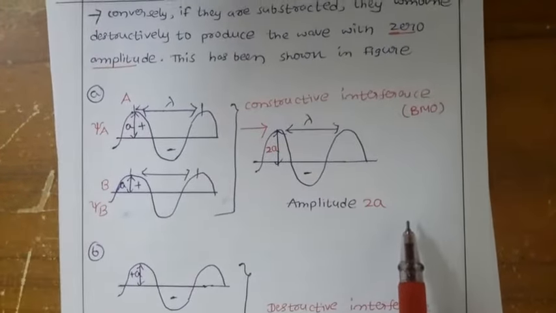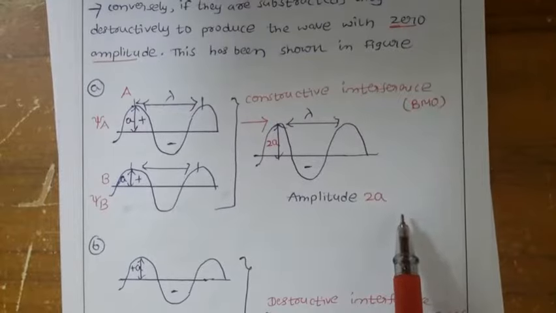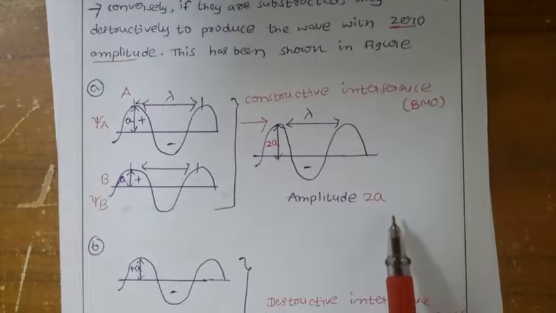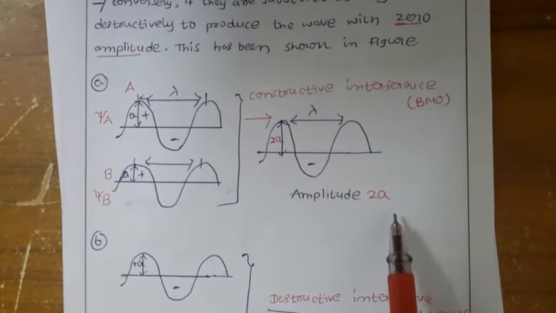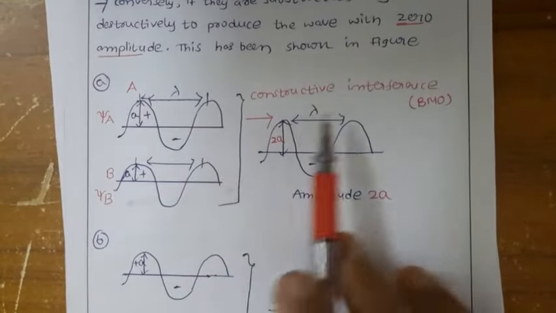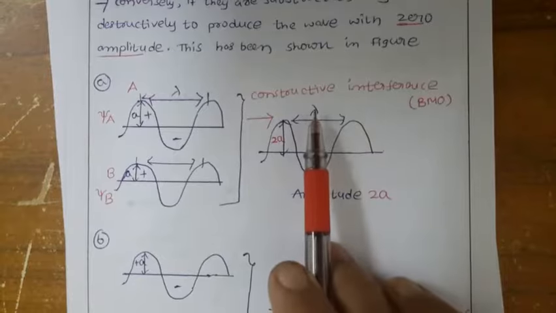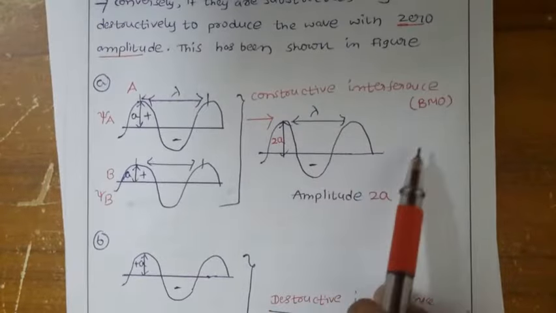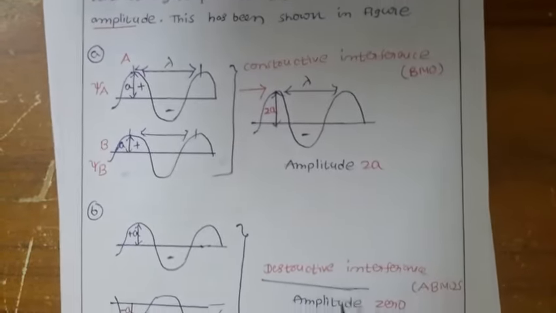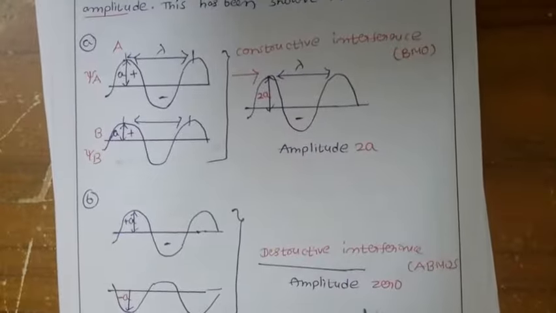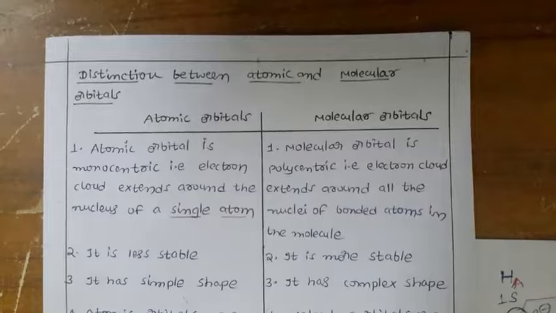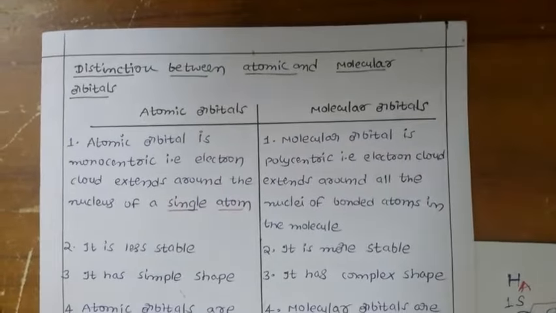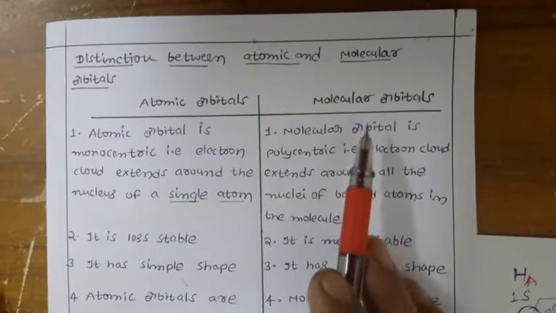Just now we discussed mathematically, that is, psi molecular orbital is equal to psi A plus or minus psi B. Now the second one is quantitatively explaining by taking the interference. If constructive interference is there, you get the bonding molecular orbital. If destructive interference is there, you get the anti-bonding molecular orbitals.